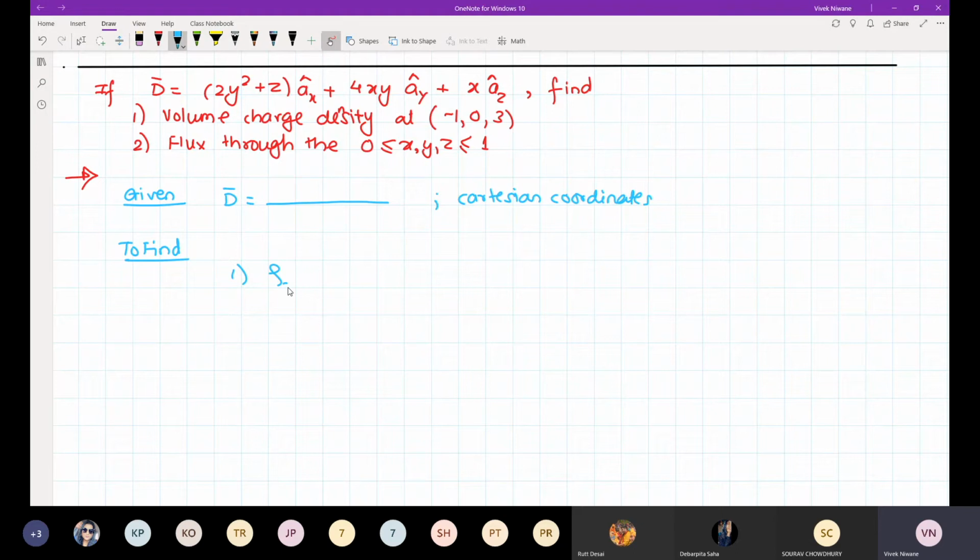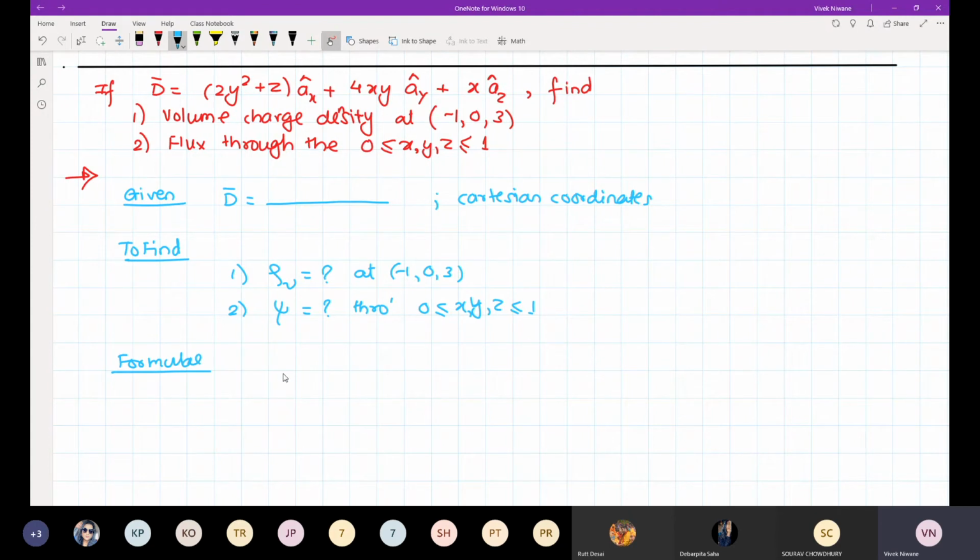Then we are asked to find some quantities. First, volume charge density indicated as rho v, what is it at a point (-1, 0, 3), and second is the amount of flux psi, what is it through 0 less than or equal to x, y, z less than or equal to 1. So we will have some formulae for it.